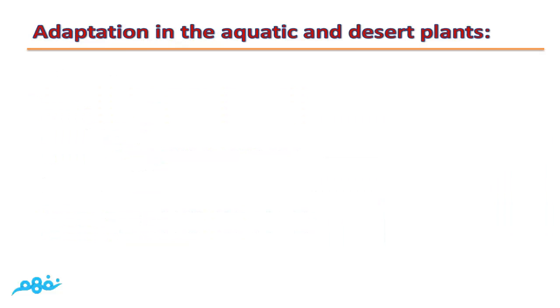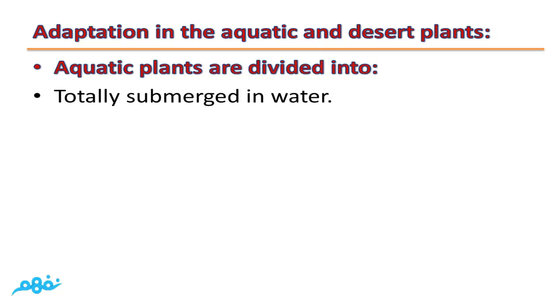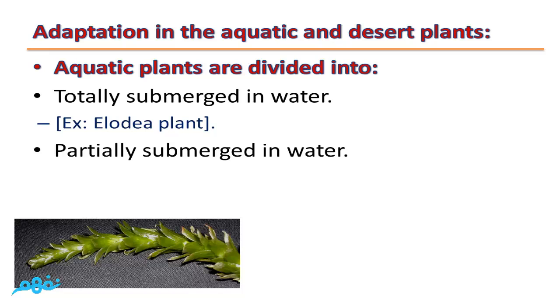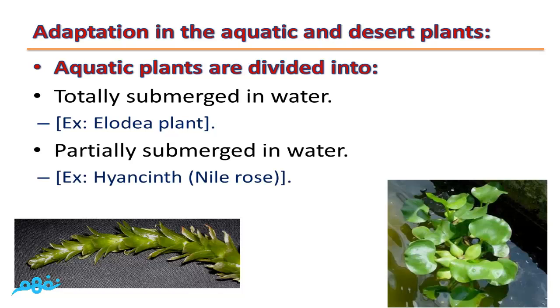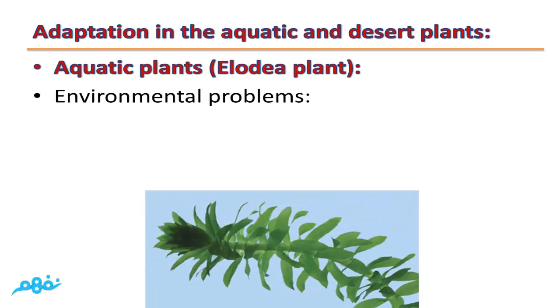Adaptation in the aquatic and desert plants. First, aquatic plants are divided into totally submerged in water, such as Elodea plant, and partially submerged in water, such as hyacinth or Nile rose. Of the aquatic plants, we will talk about Elodea plant.